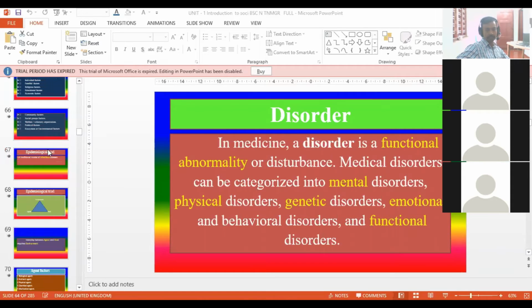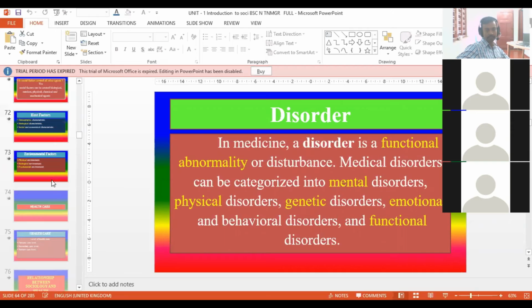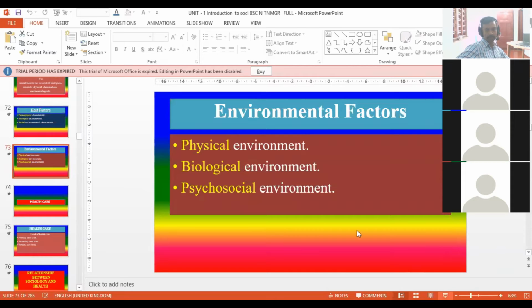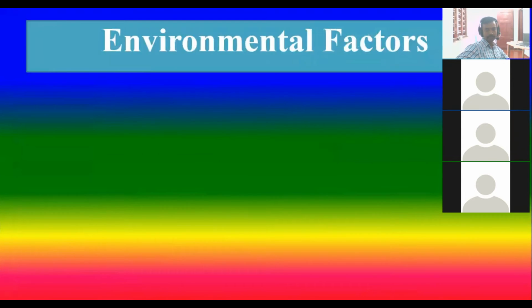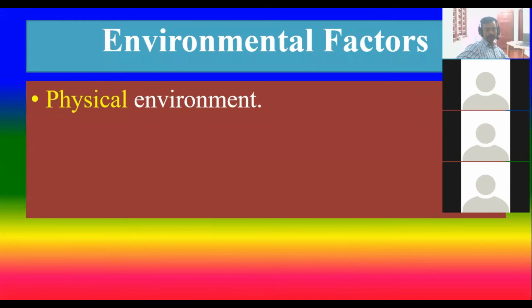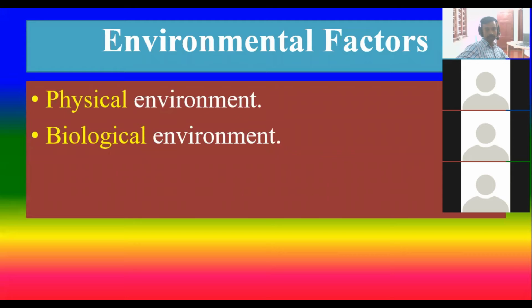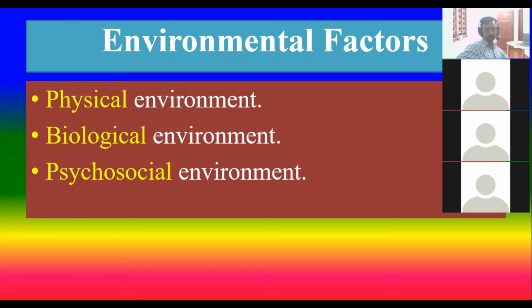Hence, today we start with this. Environmental factors: physical environment, non-living things, air, water, soil, mainly climate. Biological environment, living things, as already discussed: microorganisms, bacteria, virus, plants, fungus, and cattle, animals, etc. Then the psychosocial environment.